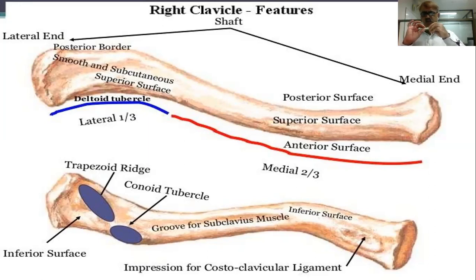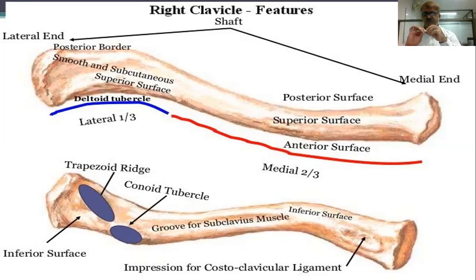Medial 1/3 is quadrangular, middle 1/3 is a little bit circular, and at the junction of the medial 2/3 and lateral 1/3, the bone here is slender, thin bone. Because this is a very important bone, it has to transmit the weight from the appendicular skeleton to the axial skeleton. All the weight from the upper limb is transmitted to the axial skeleton by means of this horizontal bone. This is called the clavicle.